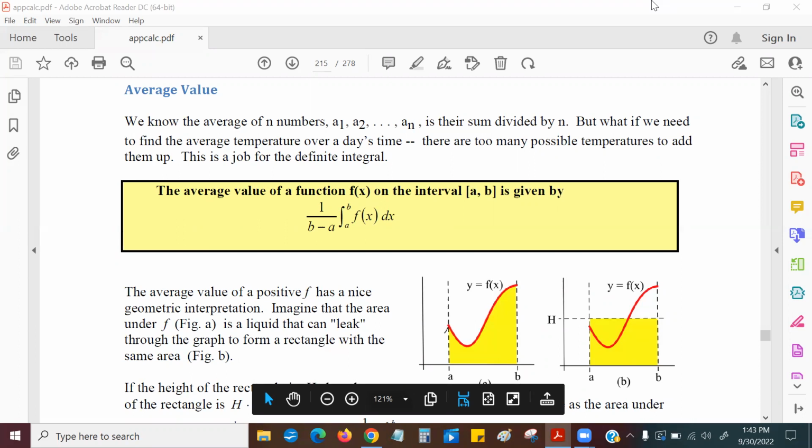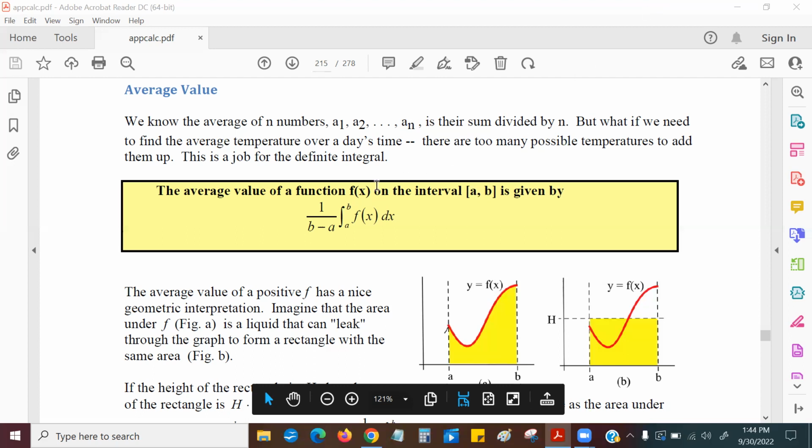But what if we need to find the average temperature over a day's time? There are billions of split seconds to add up. And how are you going to do this? Well, that's what you need calculus for. Calculus is when you have a very large amount of very small things. That's calculus. That's an integral.